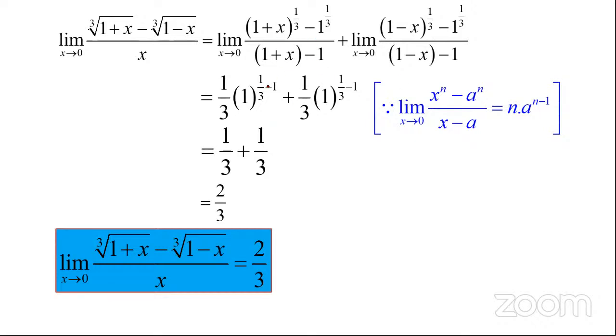The n value is nothing but 1 by 3. So using this formula, 1 by 3 into the a value, which is 1, so n minus 1, that is 1 by 3 minus 1. So 1 by 3 of 1 power 1 by 3 minus 1, plus 1 by 3 of 1 power 1 by 3 minus 1. Then 1 power anything is nothing but 1. So 1 by 3 plus 1 by 3 is nothing but 2 by 3. So the limit as x tends to 0 of (cube root of 1 plus x minus cube root of 1 minus x) by x equals 2 by 3. Okay. So just observe this question, what we are using.